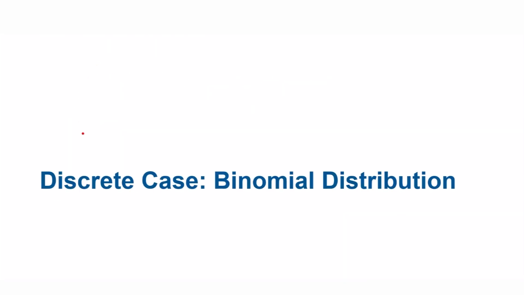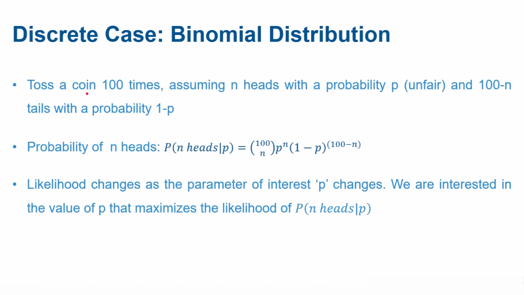In this video, we'll try to apply our understanding of log likelihood function for a discrete probability case, that is for a binomial distribution. Think of a coin tossing game where if you toss the coin 100 times, you get n heads with a probability of p and 100 minus n tails with a probability of 1 minus p. Because the probabilities are not 1 by 2, of course it is an unfair coin.